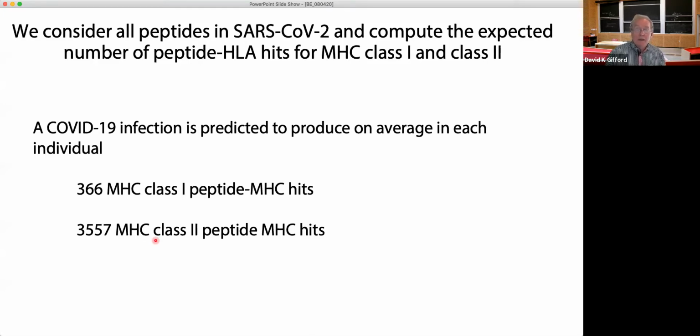This is in a non-redundant sampling of the COVID-19 proteome. That means that we're going to take windows that may overlap. So this can be an overestimate of the number of peptides that are being presented. But it's a point of comparison.